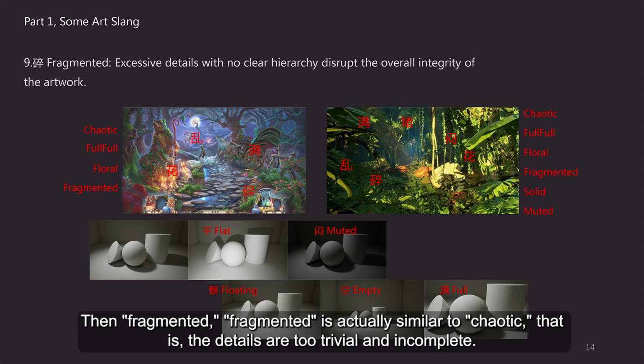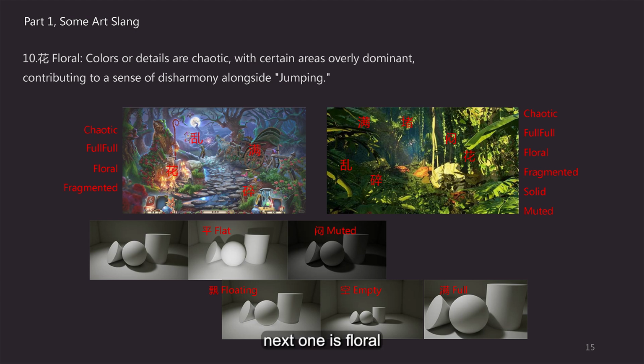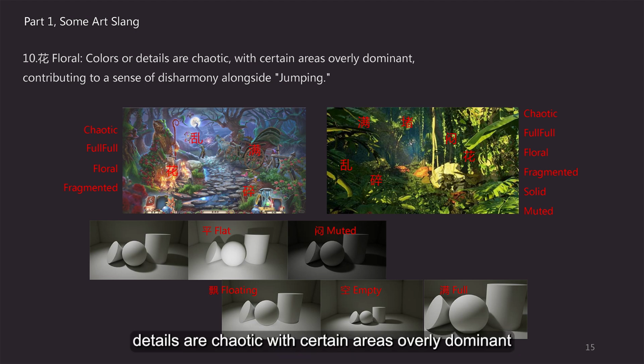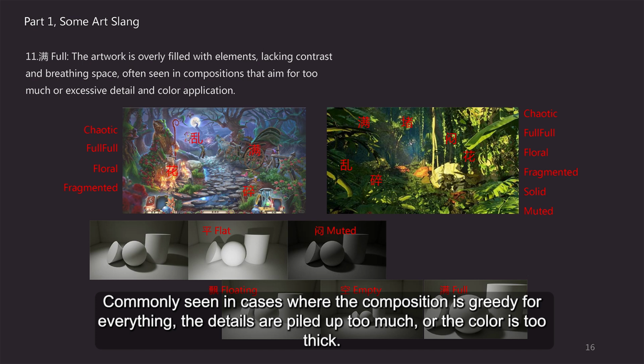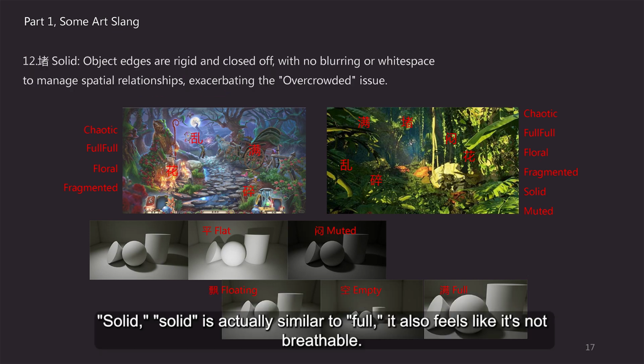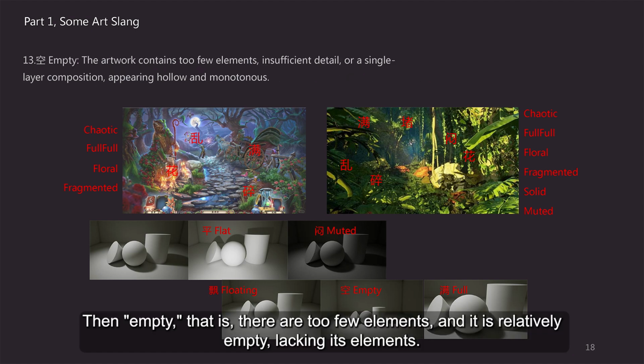Then fragmented is actually similar to chaotic. That is, the details are just too trivial and incomplete. Next one is floral. Floral means colors or details are chaotic with certain areas overly dominant, contributing to a sense of disharmony alongside jumping. That is, it reflects the disharmony of the picture. Full means that the entire picture elements are filled too densely, lacking contrast between virtual and real and breathing space. Commonly seen in cases where the composition is greedy for everything. The details are piled up too much or the color is too thick. Solid is actually similar to full, so it also feels like it's not breathable. Then empty. That is, there are too few elements, and it is relatively empty, lacking its element.